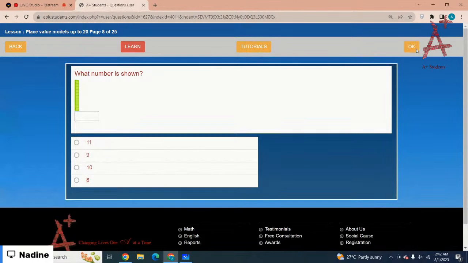What number is shown? When you count by 10, you are given with 1 ten, and 1 ten represents 10. The correct option is 10.